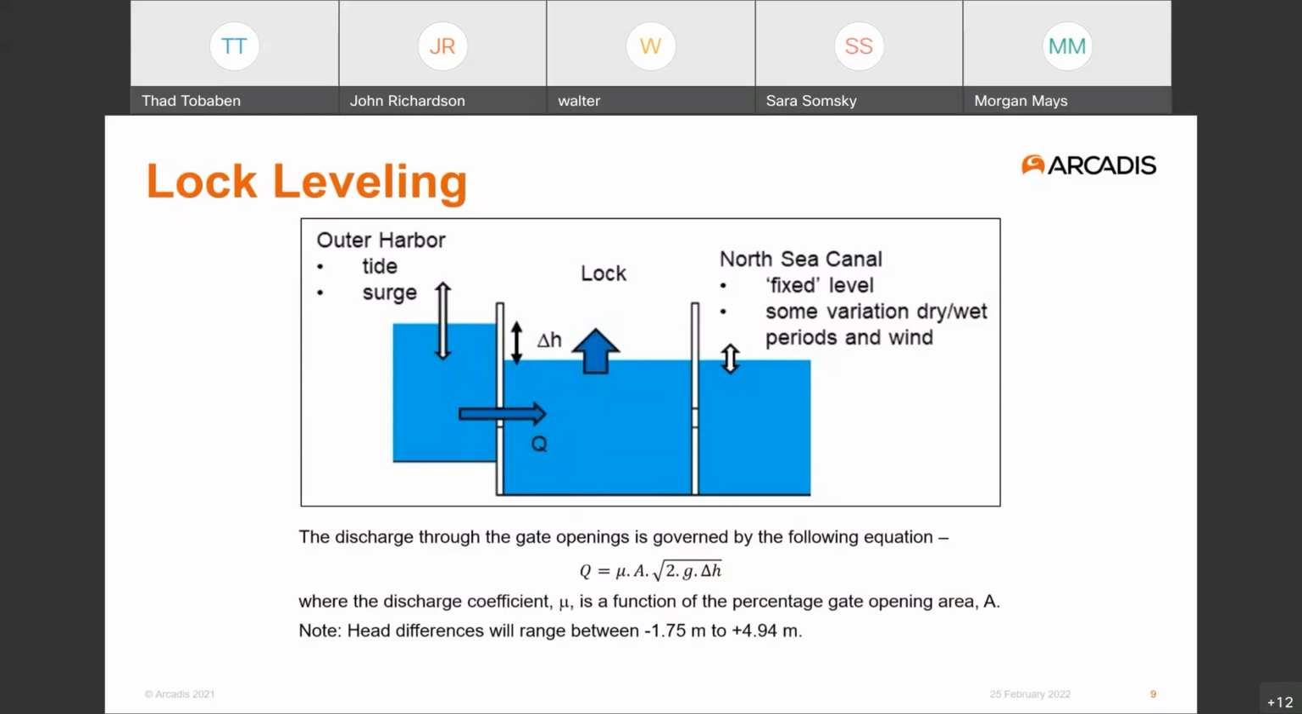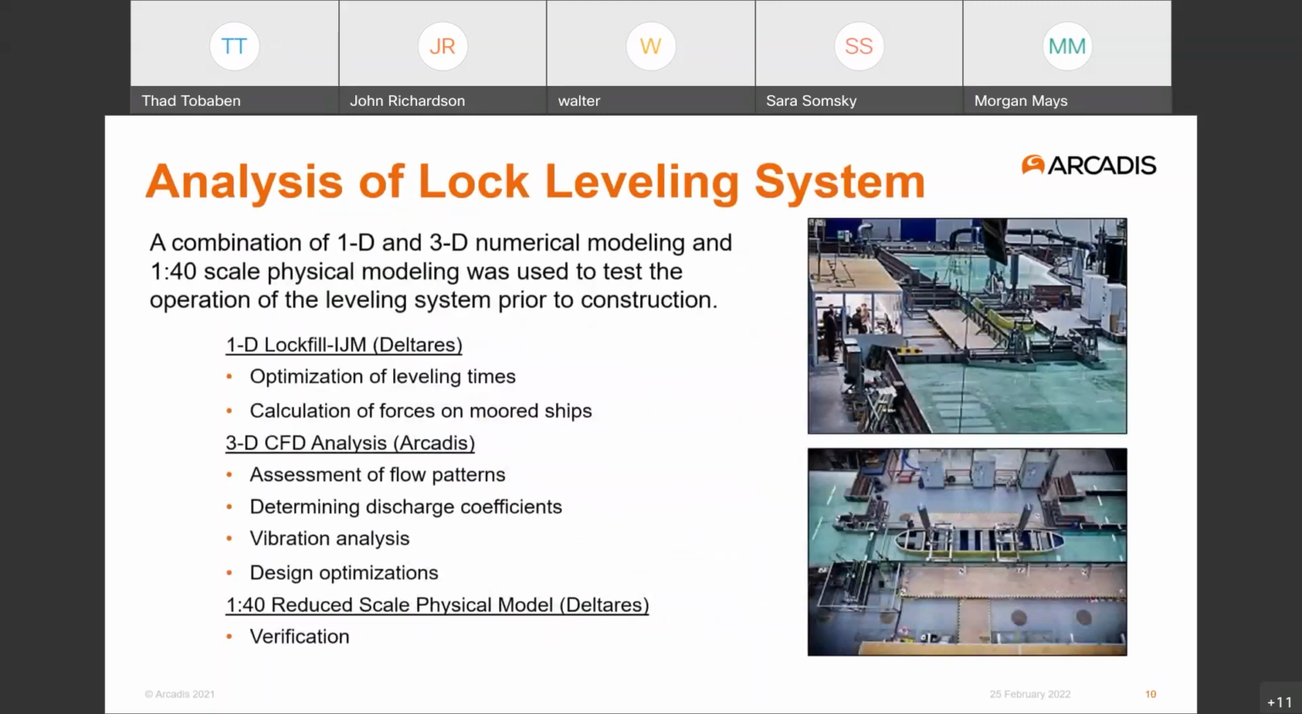The tricky part here is that the discharge coefficient is unknown a priori, and its value changes as the percent opening of the gate changes. And so in this particular project, one of the roles of CFD analysis was to help determine what these discharge coefficients should be, since they will depend on the specific design of the gate or the leveling system.